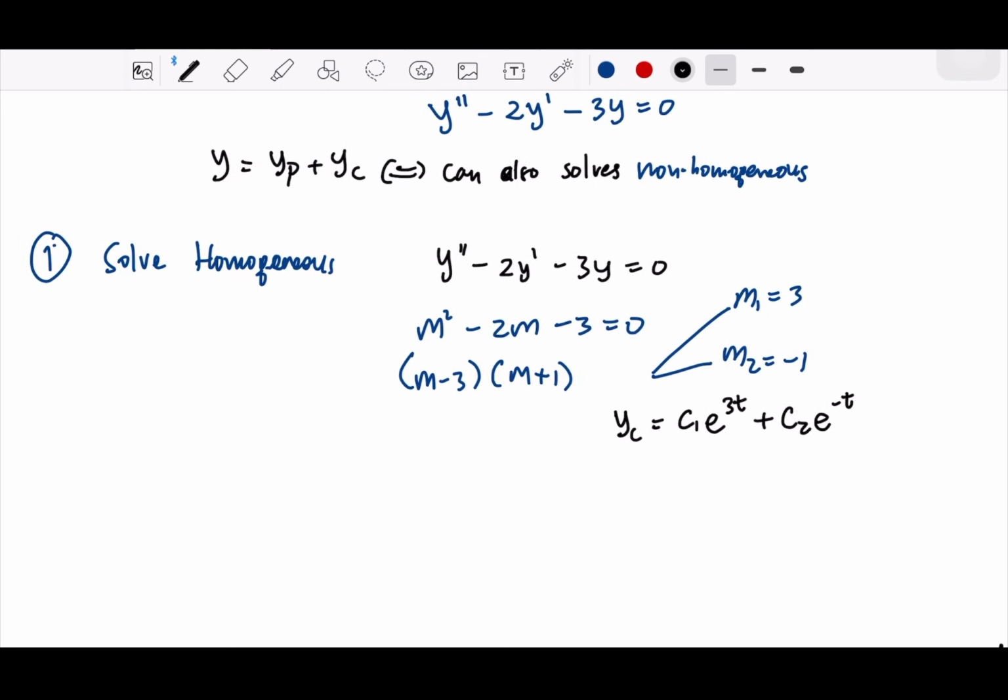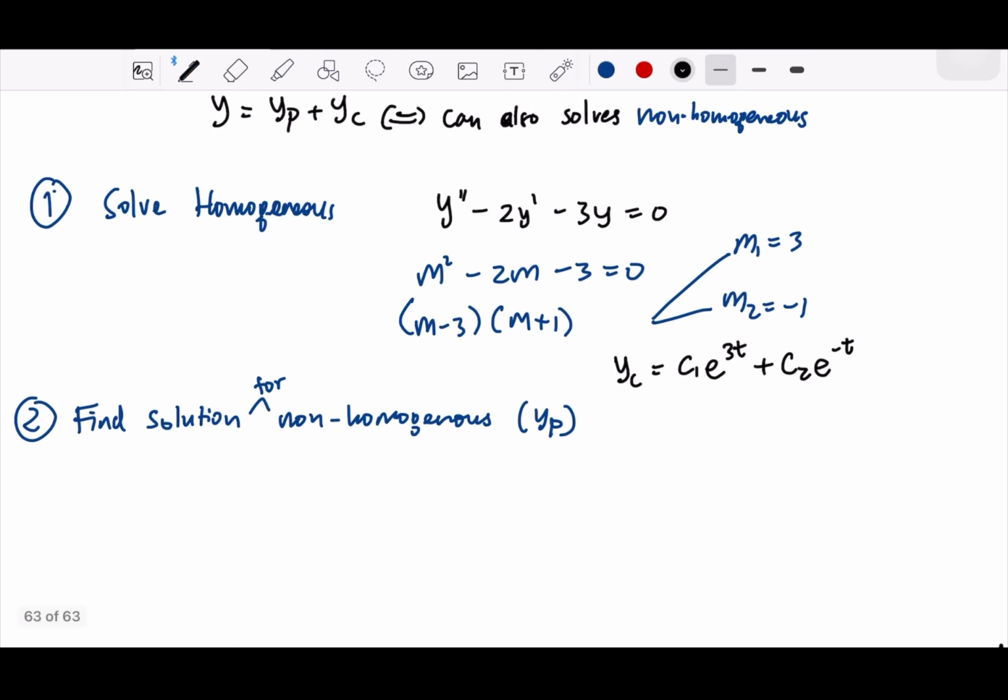Okay, now step 2. Find solution for the non-homogeneous, yp. So y double prime minus 2y prime minus 3y equals 3e with power of 2t. Okay.